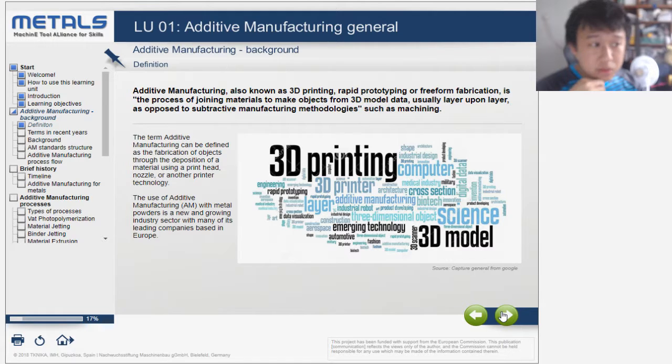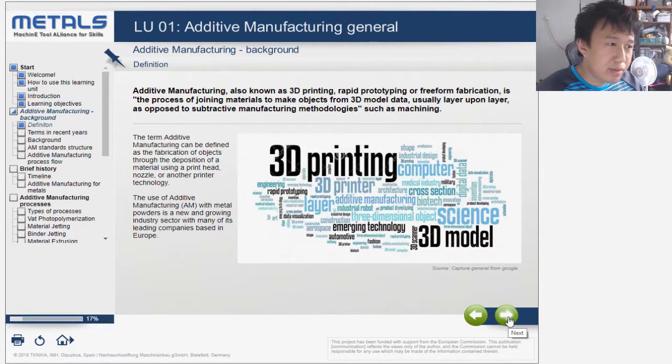Additive manufacturing, also known as 3D printing, rapid prototyping, or freeform fabrication, is a process of joining materials to make objects from 3D model data, usually layer upon layer, as opposed to subtractive manufacturing technologies such as machining. The term additive manufacturing can be defined as the fabrication of objects through deposition of a material using a printhead, nozzle, or another printer technology. The use of additive manufacturing with metal powders is a new and fast-growing industry with many leading companies based on it.